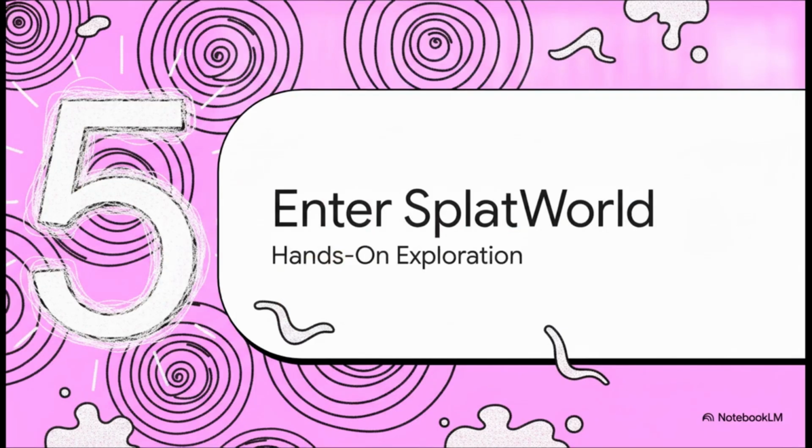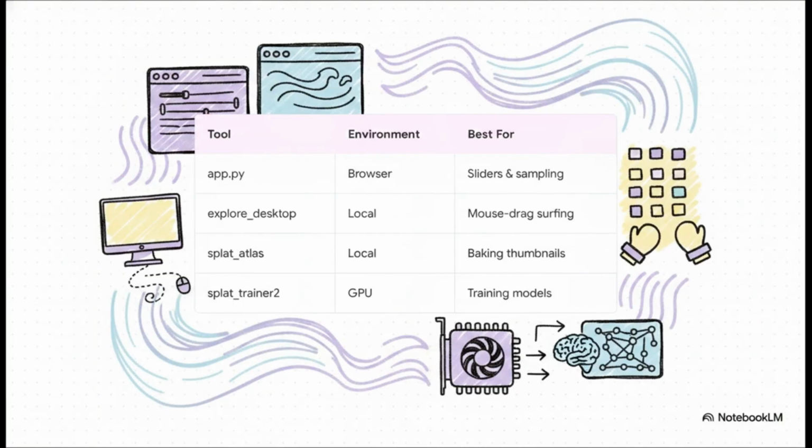All right, section 5. How to enter SplatWorld for some hands-on exploration yourself? The repository generously provides 4 distinct tools depending on your hardware. If you just want to mess around in your browser, app.py runs on Hugging Face and lets you surf with sliders. For a richer local experience, explore-desktop.py gives you real mouse drag surfing. If you want to bake thousands of thumbnails to map the whole space, use splatAtlas.py. And if you're feeling incredibly ambitious and have a CUDA GPU, SplatTrainer2.py lets you fire up a PyTorch environment to train this model entirely from scratch.